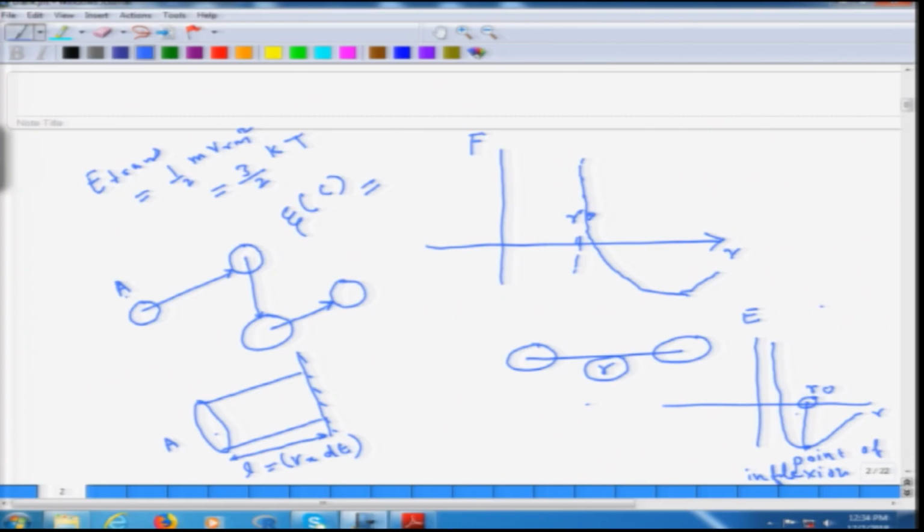That means at R naught, the energy shown here, the point of inflection where the curve is changing slope, is essentially represented by the minimum point in the energy. At this R naught, the intermolecular interaction, that is the potential energy of intermolecular interaction, U inter, is minimum.